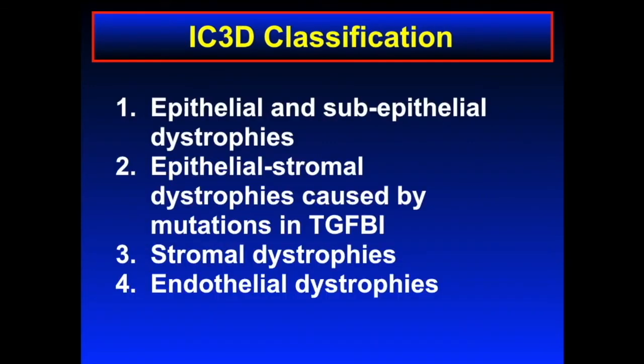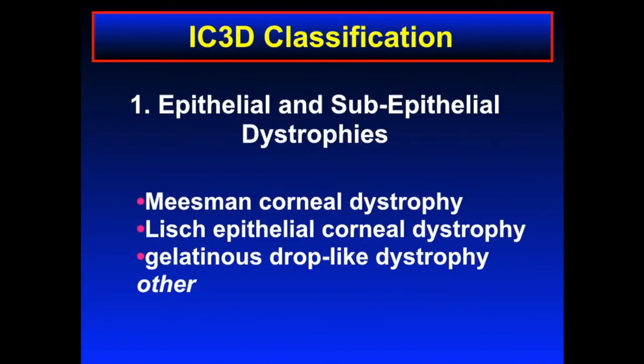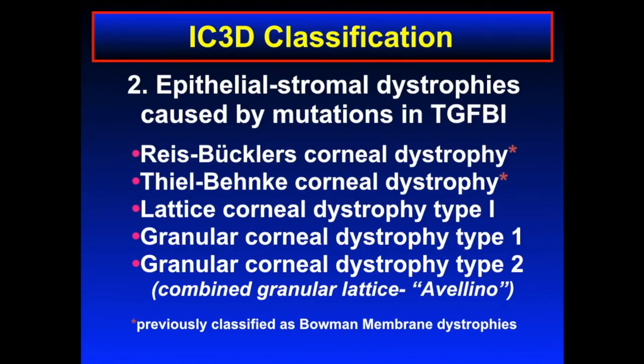The new IC3D classification includes these categories: epithelial and subepithelial dystrophies, epithelial stromal dystrophies caused by mutations in the TGFBI gene, stromal dystrophies, and endothelial dystrophies. Again, the epithelial and subepithelial dystrophies include Meesmann's, Lisch, and gelatinous drop-like dystrophy, and some other rarer dystrophies. This new classification, epithelial stromal dystrophies caused by mutations in TGFBI, includes 5 or 6 dystrophies caused by different allelic mutations in the same gene, the TGFBI gene.